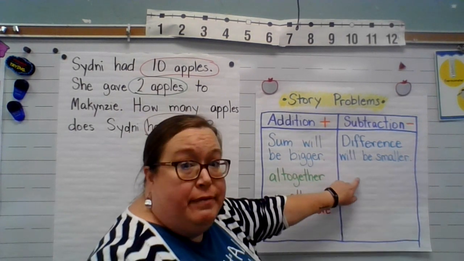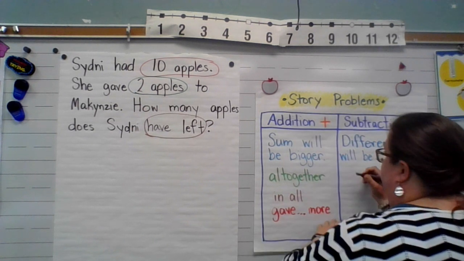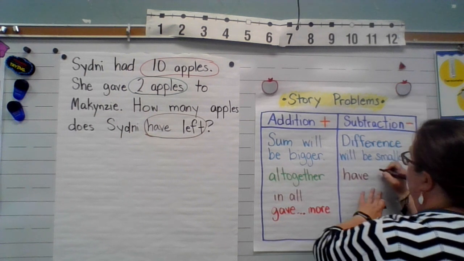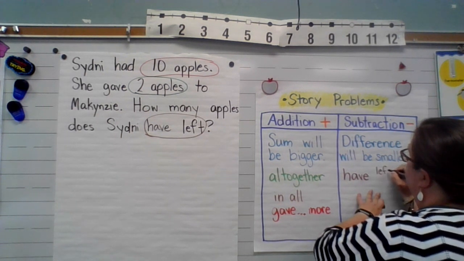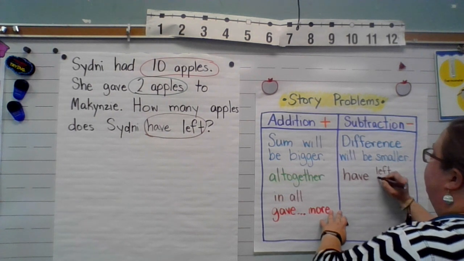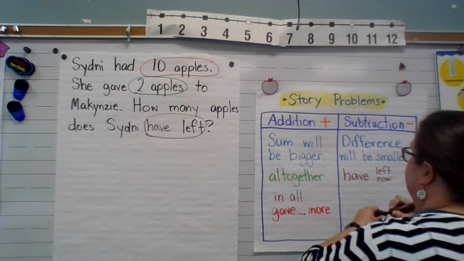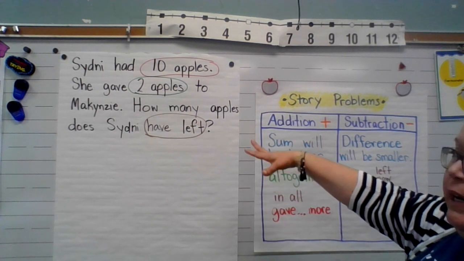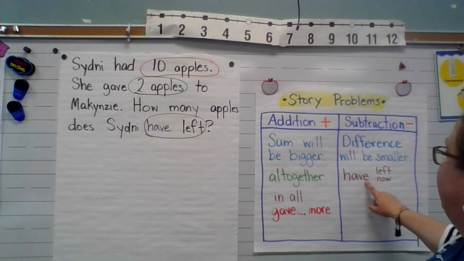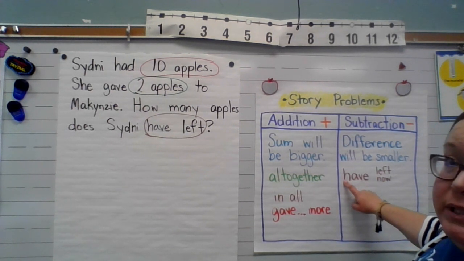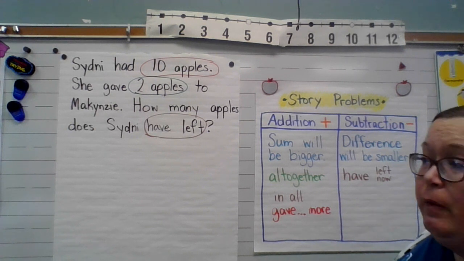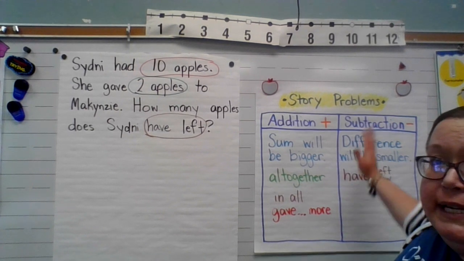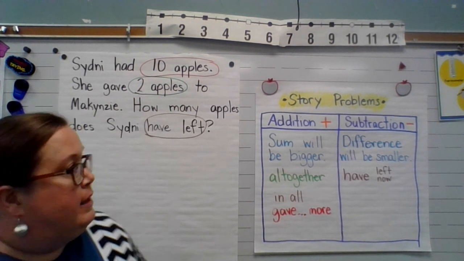I want to add have left over here in the important words poster. I'm going to write have left, and I'm also going to write have now, because some subtraction story problems will say how many do they have left, and some of them will say how many do they have now. Okay, so both of those mean the same thing when it's asked in a question, and both of those things mean we are going to subtract. Okay, let's work through this problem.